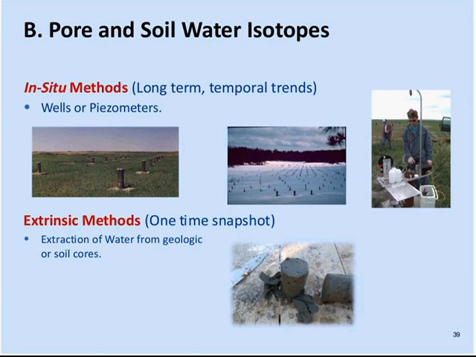One would be what we call in situ methods. This is where you would install wells or monitoring wells or piezometers. And these are used typically for the long term. You sample water repeatedly by bailing it or just sucking it out with a pump, and you take that water back to the laboratory and measure it. This is great for long-term temporal trends in monitoring. A second method is what I'd call the one-time snapshot. These are extrinsic methods where we take a core, as shown in the bottom picture, a geologic core, and you basically would extract the water from that and measure it for the stable water isotopes.